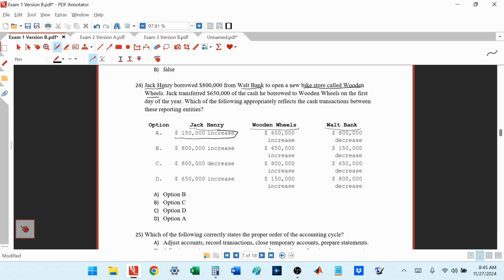This is the only one that has 150 for Jack Henry. So A's got to be right. The other ones are ruled out. Wooden Wheels' cash goes up by 650 because they get 650 from Jack. And then Walt Bank had to give 800 to Jack, so their cash goes down by 800. So A is the choice.